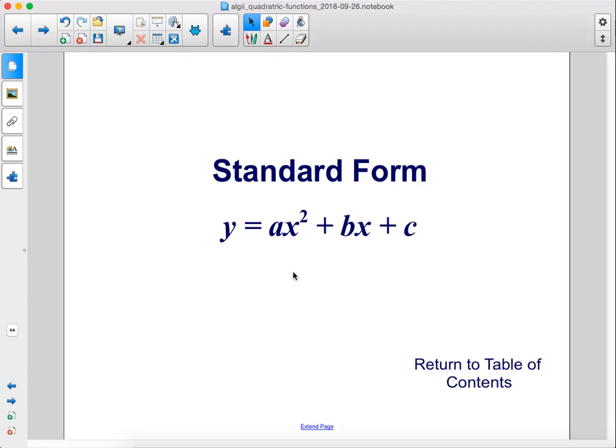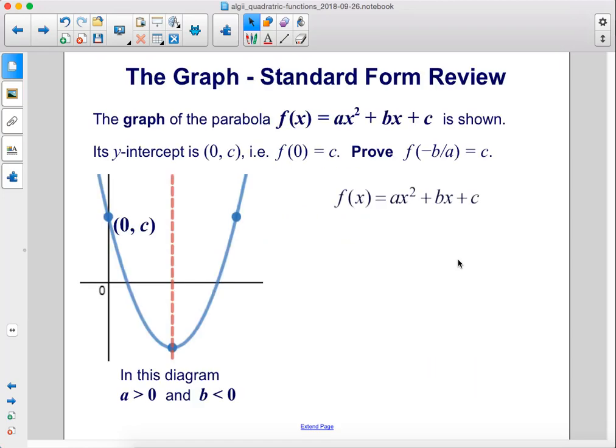Standard form, y equals ax squared plus bx plus c. The graph of the parabola f of x equals ax squared plus bx plus c is shown. Its y-intercept is (0, c), i.e. f of 0 equals c. Prove that f of negative b over a equals c.